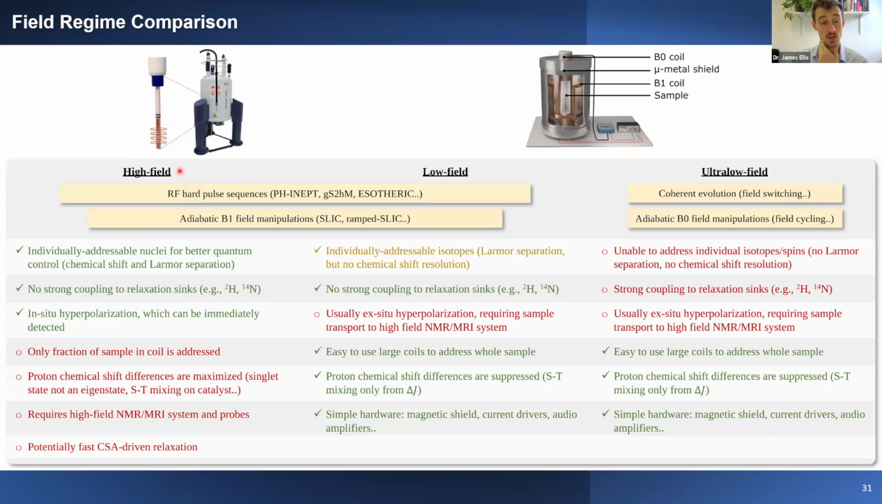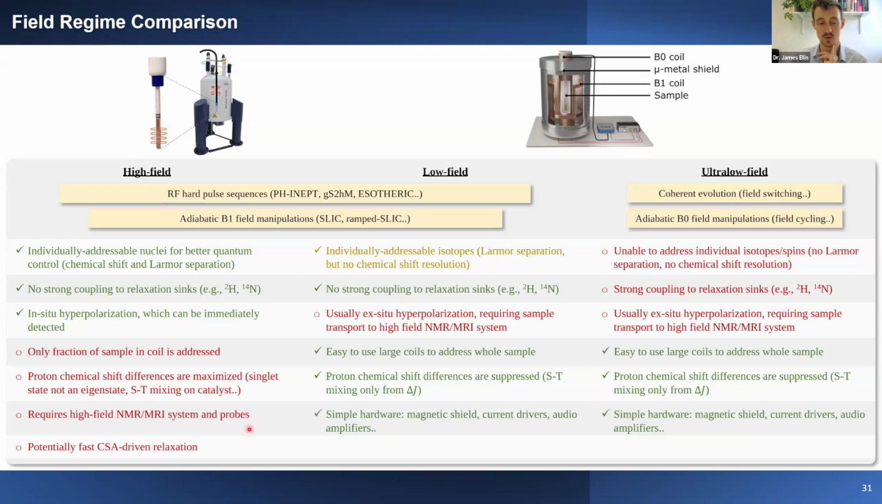But then there are some disadvantages of working at high field, and a clear one is that you're only addressing a small fraction of the sample that's within the coil. Whereas for these two regimes, it's easy to just have a large coil that addresses the whole sample. At high field, it also maximizes proton chemical shift differences. So in a sense, you're maximizing the possibility for singlet triplet mixing, especially on the catalyst. And those are suppressed at low field and ultra low field.